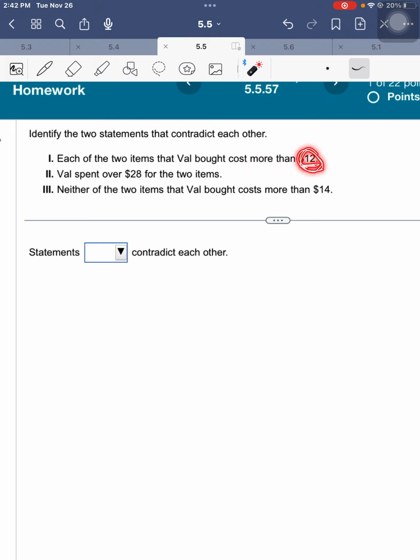So you might be thinking, mister, there's a contradiction right there. Let's just say it's 13, just to make our life easier. She spent 13 and 13, so that's 26. Val spent over $28, so that's a contradiction? 1 and 2 are contradicting each other because she spent $26? But it said she bought two things that cost more than 12. What if they were 20? What's 20 plus 20? 40.